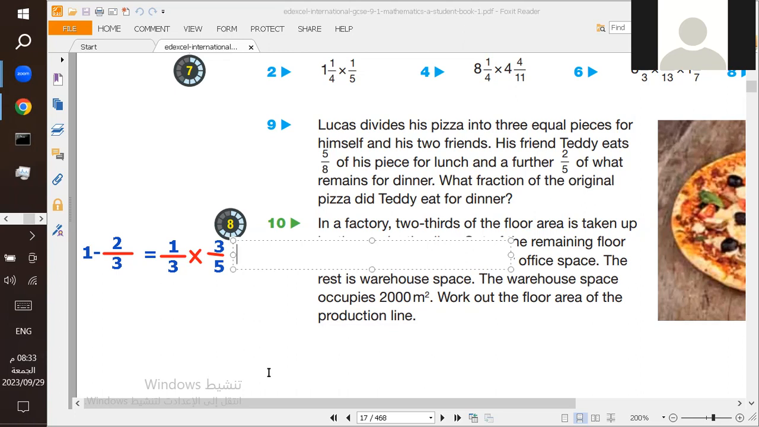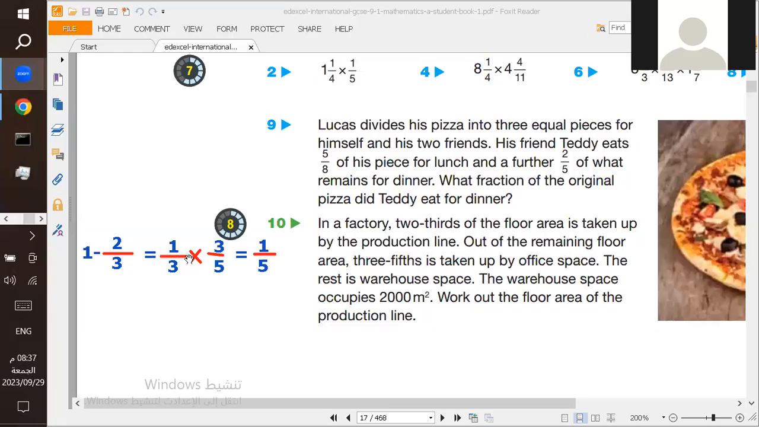Wait a minute. Okay. So first thing, we subtracted the 2/3, which is the production line, from the whole area, which is 1. I have 1 over 3 left. 1/3 is what's left. And then 3/5 of that 1/3 is going to be the office space, okay, which is 1 over 5. And then the rest of this area is the warehouse space.